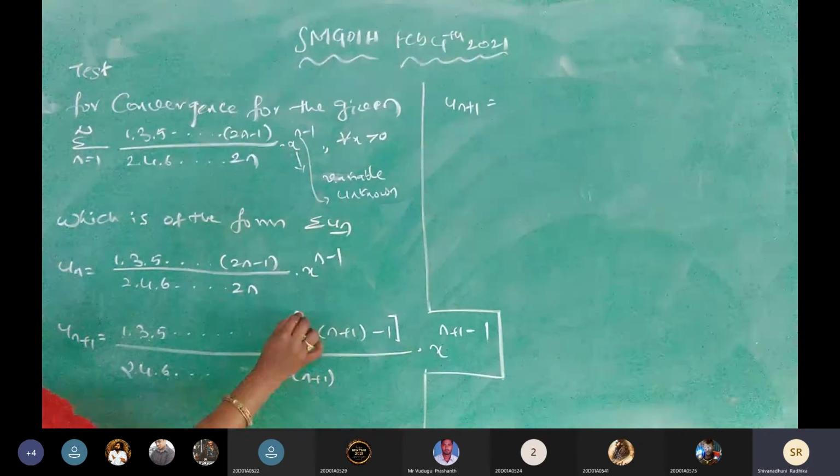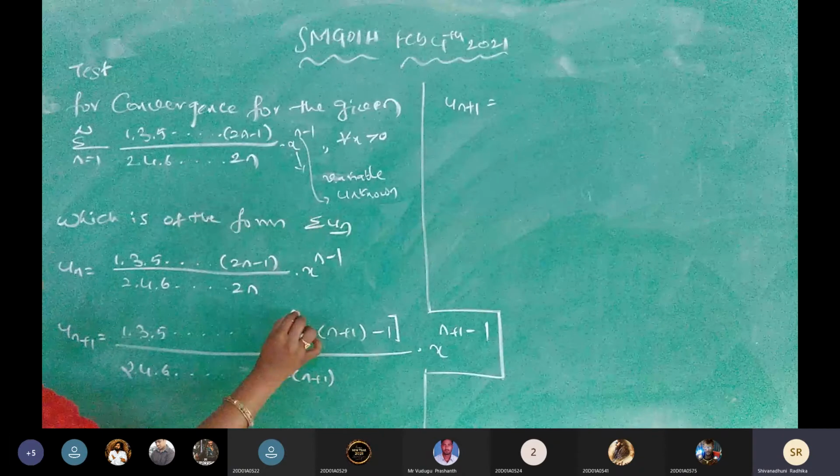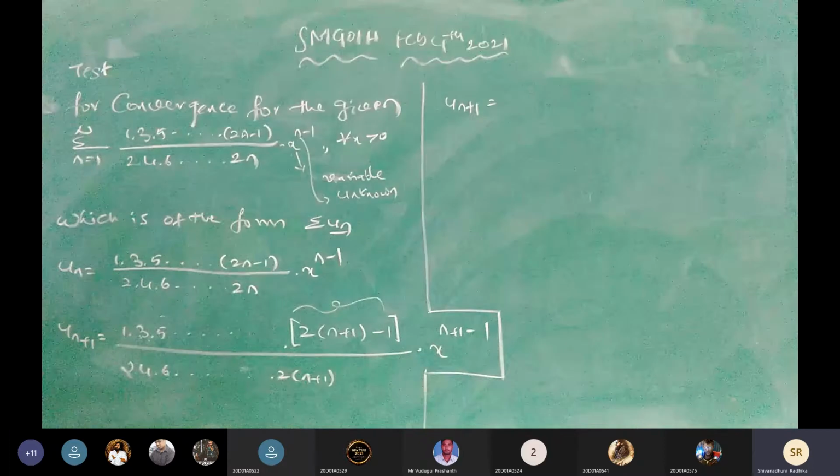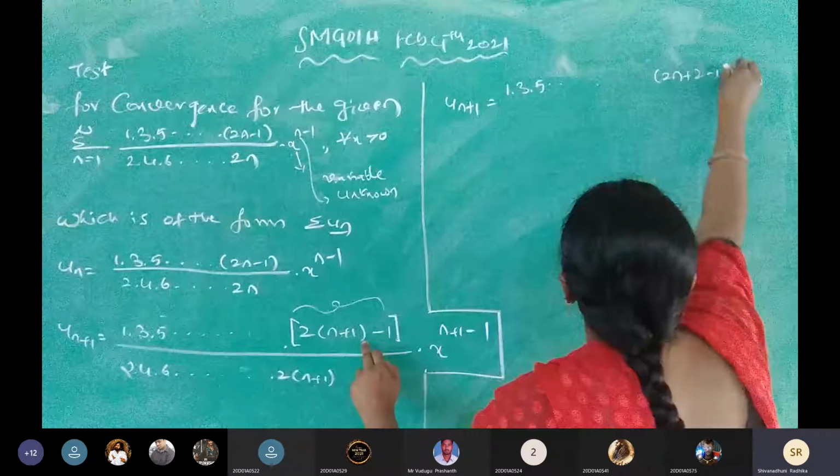And what is the before term of 2 of n plus 1 minus 1? 2 of n plus 1 minus 1. Clear? 1 into 3 into 5. See, 3 is the first term we assume. What is the previous term of 5? 5 minus 2 equals 3. Now we subtract the 2 from the succeeding term, then we get the preceding term. So that can be written as 1 into 3 into 5 up to 2n plus 2 minus 1.